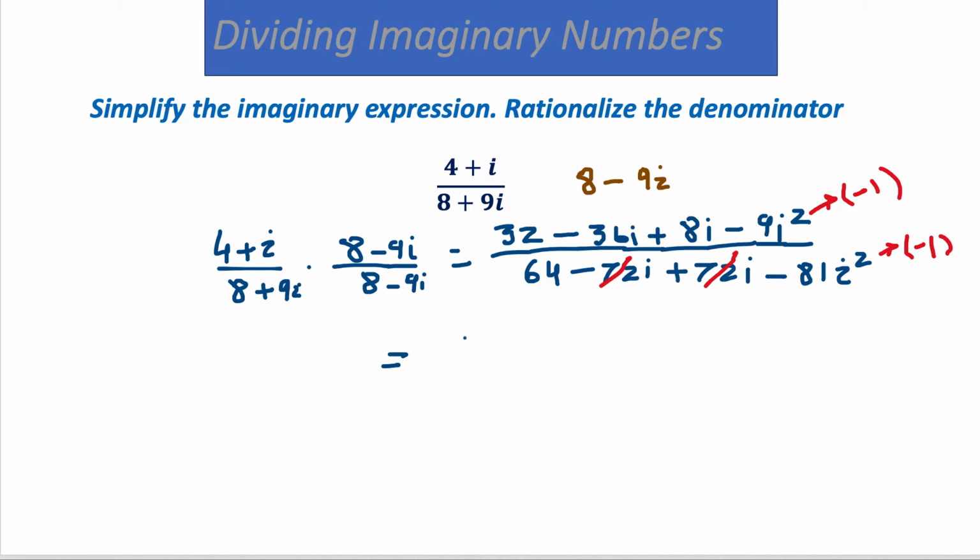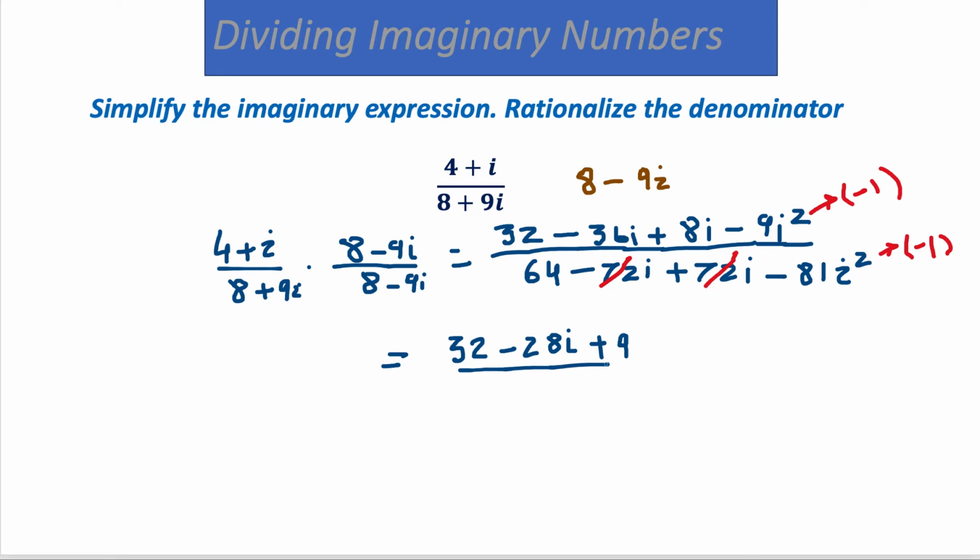So 32, let me write the 32 here. And what do I have here? Like terms. I'm looking for the like terms. Minus 36i plus 8i is minus 28i. So now it's more simple. And here is a negative 9, but instead of i squared, it's minus 1. Minus 1 times minus 9 is a plus 9. So we have a plus 9. So this is a real number.